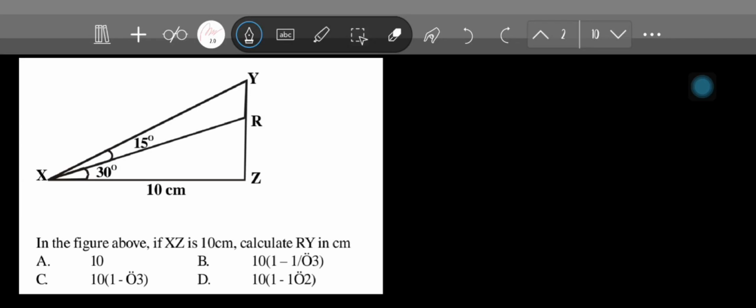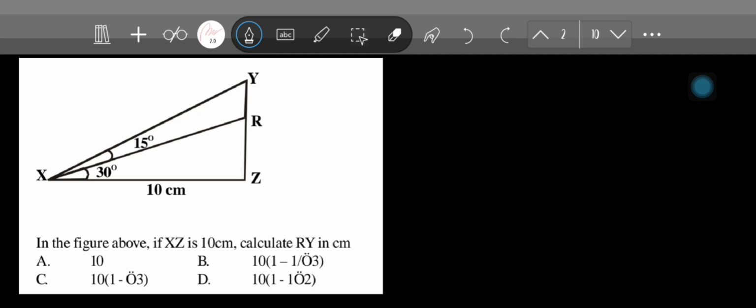I have another video for us today on a JAMB past question, and this is it. You can see it on the screen. So this is what it is. In this figure above, if xz is 10 centimeters, calculate ry in centimeters, and we are given our options.